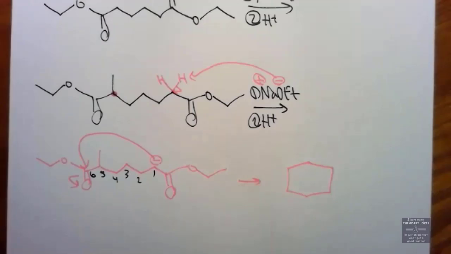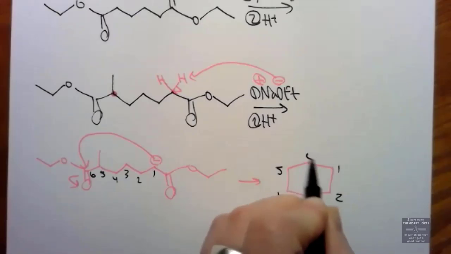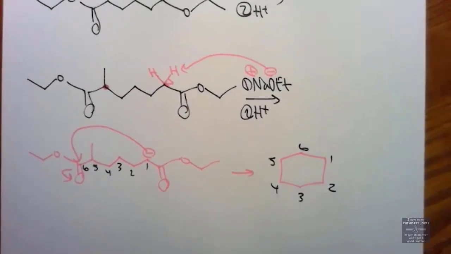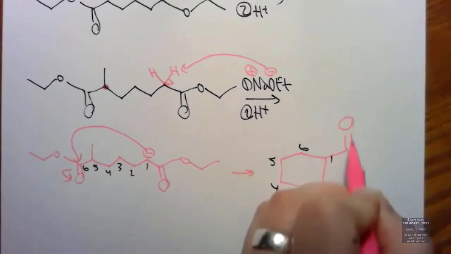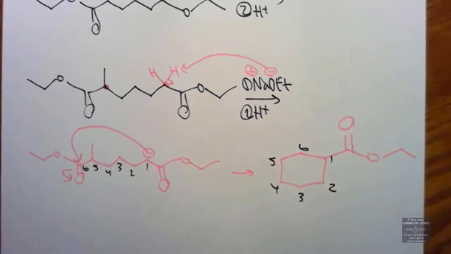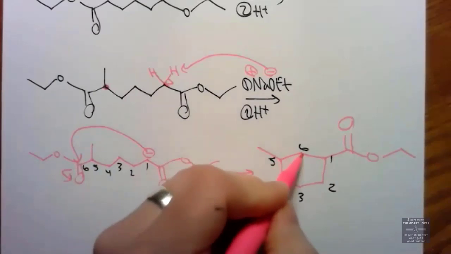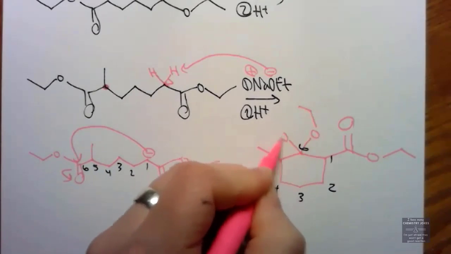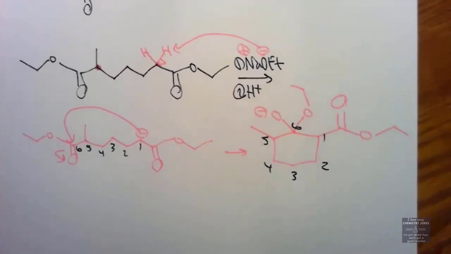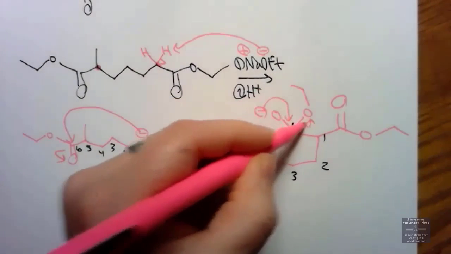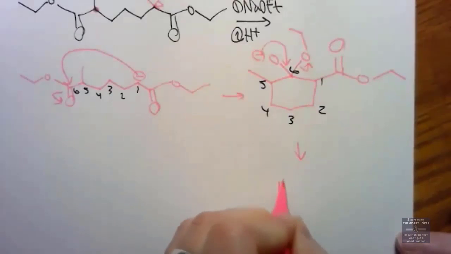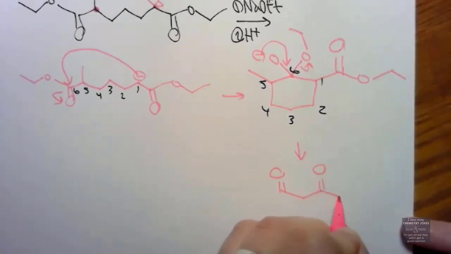I'm not trying to match things up. I'm just sticking numbers on a 6-membered ring, and then I'm going to figure out where things go. On carbon number 1, I should have a carbonyl ester thing. Carbon number 1, carbonyl ester thing. Carbon number 5 needs a methyl. Carbon number 6, O ethyl and O minus. Claisen folds down and kicks out your ester leg to get you here.